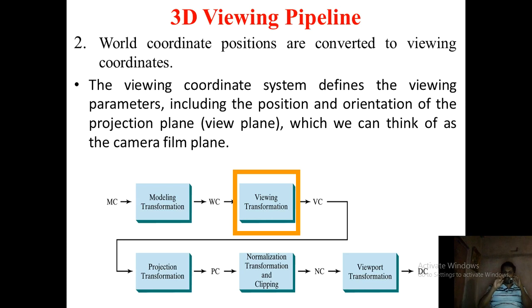Then where you want to take that projection, where you want to take that picture image, that we have to decide here. Then what orientation you want for your camera, all parameters have to be set in the viewing transformation. Then after the viewing transformation, those points will be in viewing coordinates.